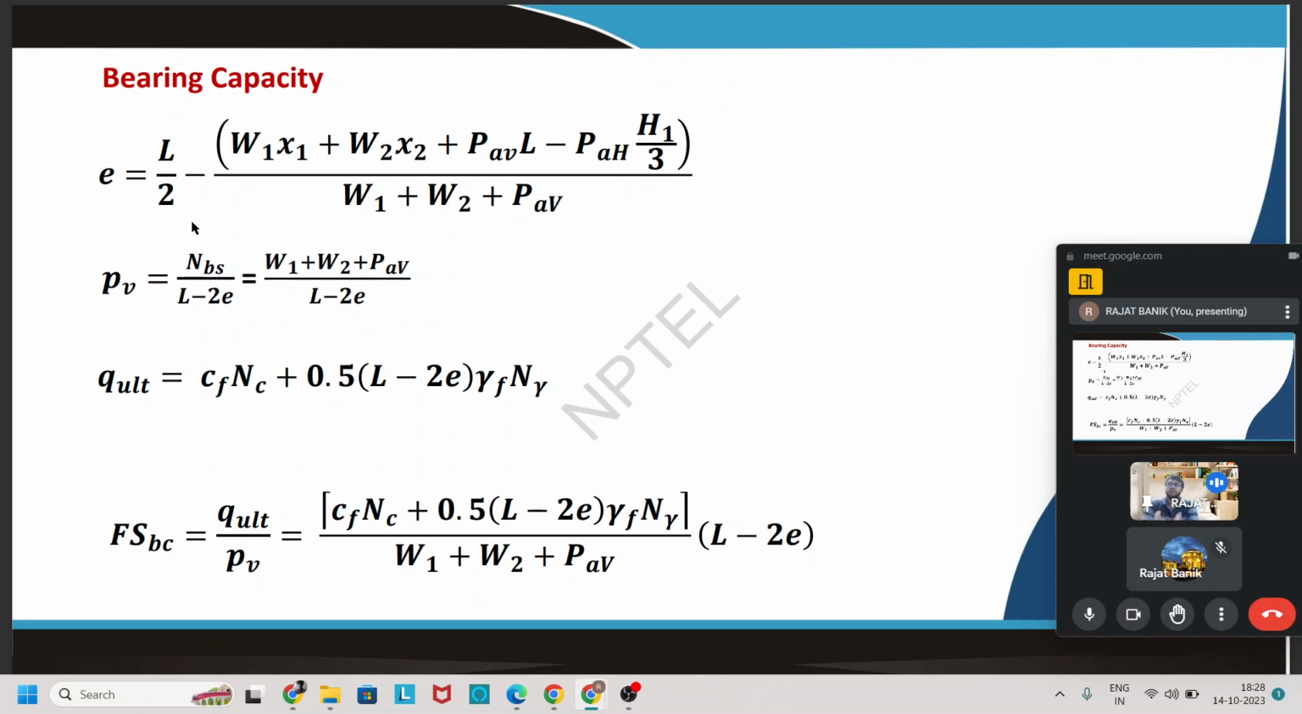We also need to keep the eccentricity within a marginal value, because if the eccentricity exceeds it, the tensile stress at the base will increase. So we need to keep our design in such a way that the eccentricity is limited to one particular value which is safe for the tensile stress at the base.